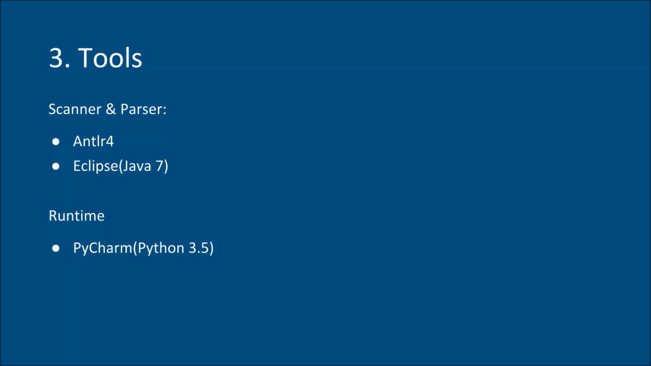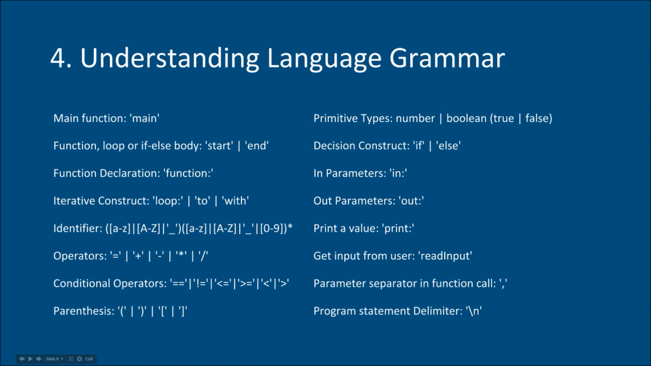Next, look at the tools. We use ANTLR 4 and Eclipse for the scanner and parser, and for the runtime we had Python 3.5. Now let's understand our language grammar.